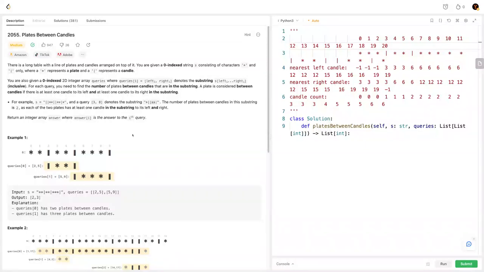Hey guys, in this video, we're going to discuss Leetcode 2055, and this is a very common coding question asked in Amazon interviews. So for this problem, we're going to be given a string where we only have star and the pipe in the string, like example 1. So the star means a plate, and the pipe means a candle.